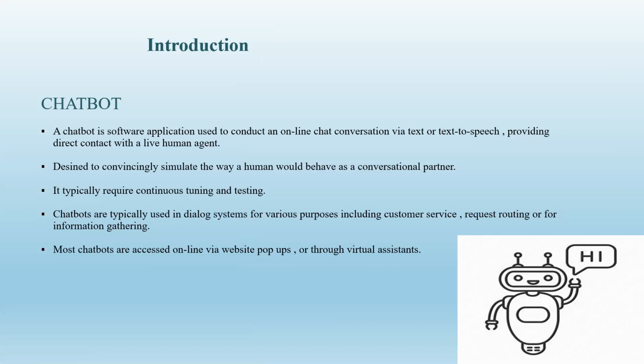In that, a chatbot. A chatbot is a software application which is used to conduct an online chat conversation via text or text to speech, providing direct contact with a human agent. Chatbots are typically used in dialogue systems for various purposes, including customer service and information gathering. Most chatbots are accessed online via websites or through virtual assistants.